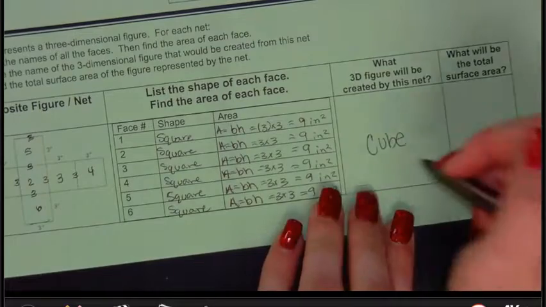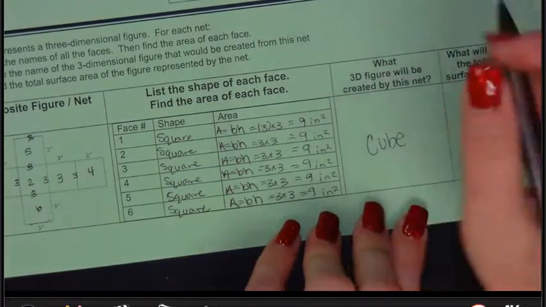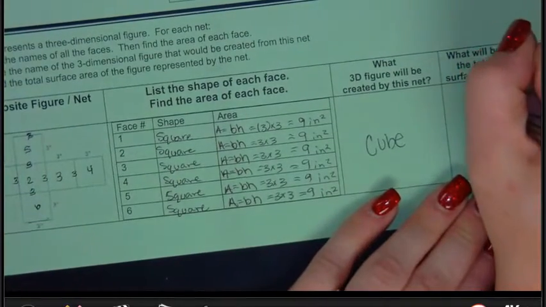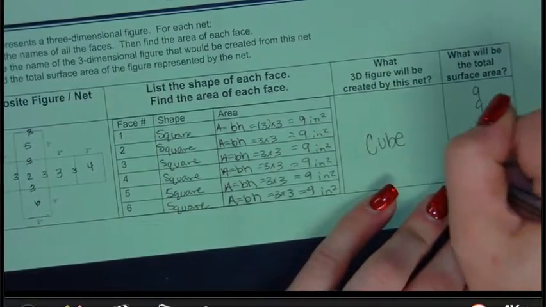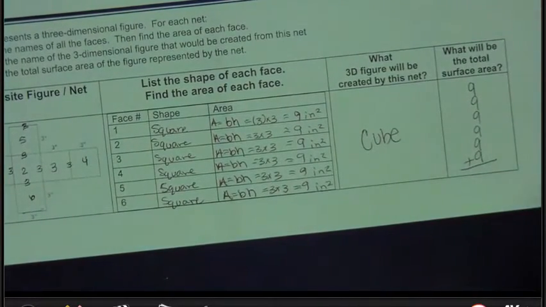Now, to find the total surface area, I'm going to take all of these numbers here and add them all up together. So 1, 2, 3, 4, 5, 6. So adding 6 up, 9, 6 times.